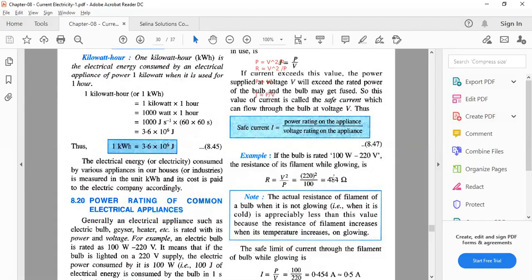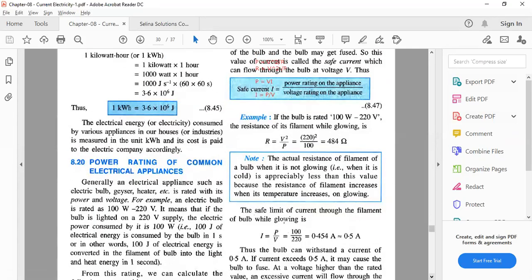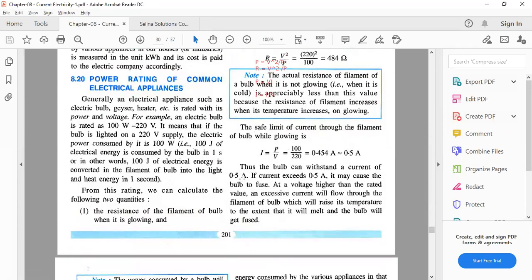Now this is constant, because the bulb is not changing, so the resistance of the bulb stays constant. Now let's calculate the safe limit. For the safe limit, I is equal to P upon V, that is 100 upon 220. The answer is 0.454 ampere, approximately 0.5 ampere. So if my current increases more than this, the bulb will blow. Thus the bulb can withstand a current of 0.5 ampere. If the current exceeds 0.5 A, it may cause the bulb to fuse.